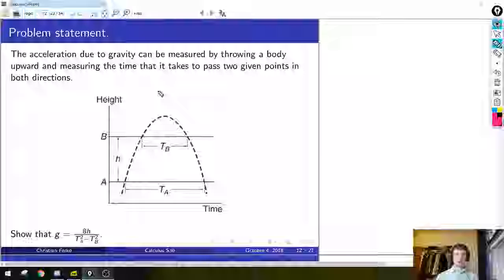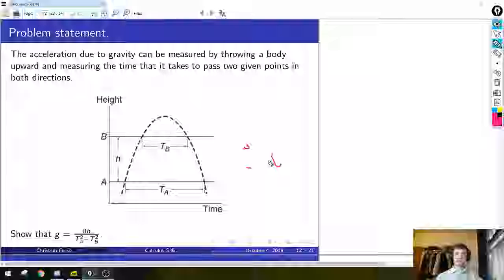Suppose you want to measure the acceleration due to gravity, right? So this is that g, which is like 9.8 meters per second squared, which we met. Suppose you're trying to design an experiment. Maybe you're on a new planet. You don't know what the force due to gravity is there, so you want to measure it. Here's one way you can measure it. You throw something upwards, and then you measure the time that it takes to pass two different heights.